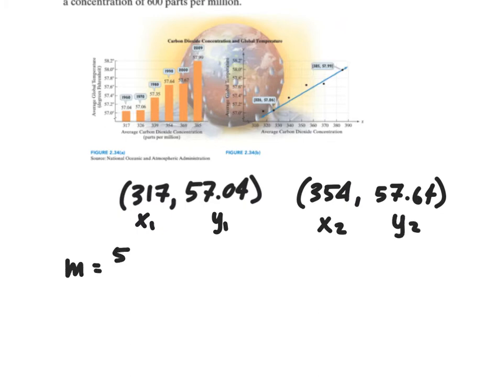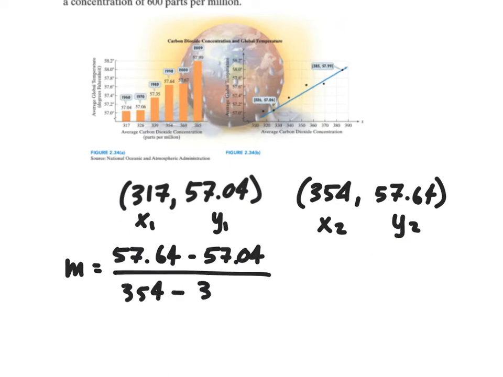So I'm going to find my slope m. I'm going to do 57.64 minus 57.04 divided by 354 minus 317. So 57.64 minus 57.04 is going to give me 0.6. All right, so I've got 0.6. And then 354 minus 317 is going to give us 37. All right, so that's our slope.